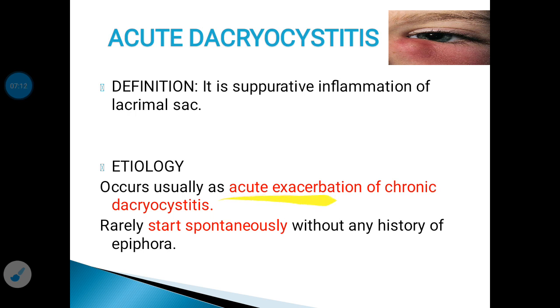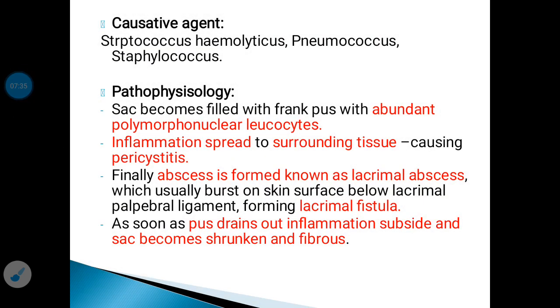Etiological factors, if you study, it occurs as an acute exacerbation of chronic dacryocystitis. We have already studied in chronic dacryocystitis that one of the complications is acute dacryocystitis. So it can occur as an acute exacerbation of chronic dacryocystitis, or rarely it may also start spontaneously without any history of epiphora. The causative agents are Streptococcus, Pneumococcus, Staphylococcus.